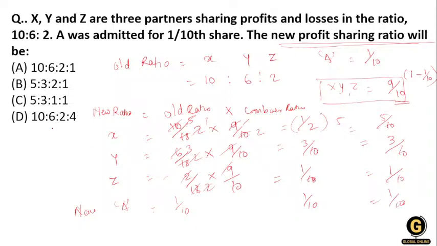So the profit sharing ratio is option C, that is 5 is to 3 is to 1 is to 1. So the new profit ratio is option C. Clear? Okay, anyone have a doubt?